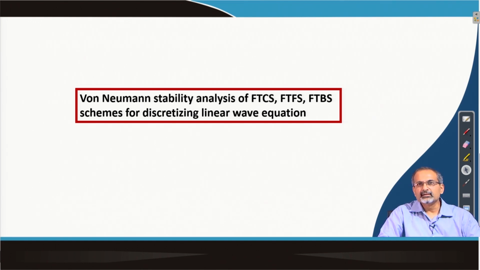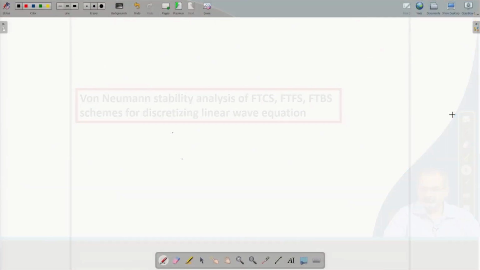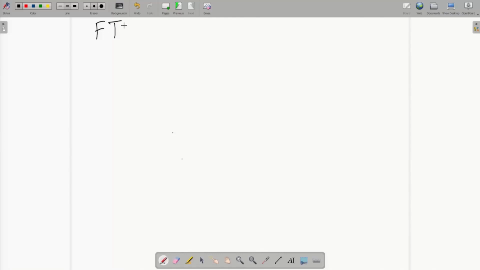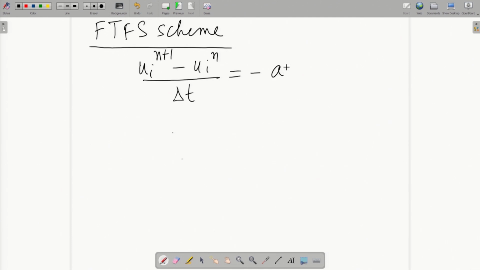So, we go ahead looking at the FTFS scheme, the forward time forward space scheme, now as the subsequent scheme to be checked for suitability for discretizing the linear wave equation. So, let us try to write down the discretized form for the FTFS scheme. So, that is the time derivative on the left hand side, and on the right hand side we have the space derivative.